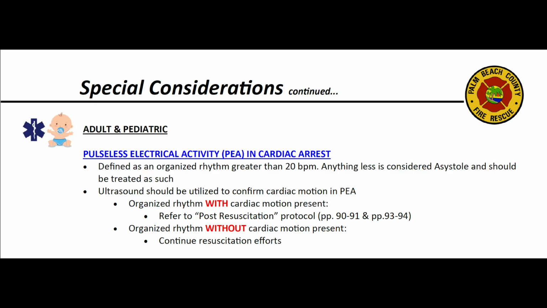Let's talk about the use of ultrasound for pulseless electrical activity. PEA can really be divided into two things. And first of all, the definition of PEA is an organized rhythm greater than 20 beats per minute. Anything less than 20 beats per minute, treat as asystole. If you've got greater than 20 beats per minute and you do an ultrasound and you see that the heart is actually contracting, that is not really pulseless electrical activity. That is severe hypotension and you should treat it as such.